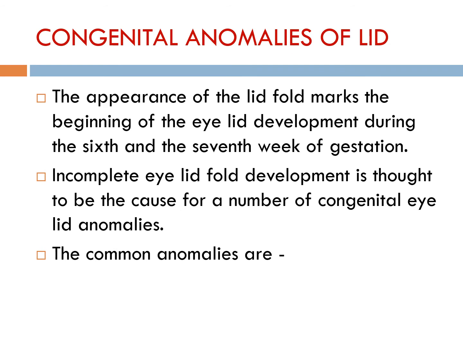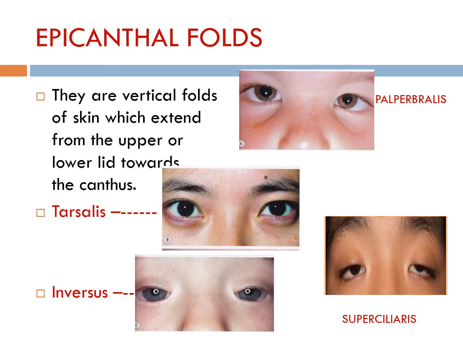Coming to congenital abnormalities of the lid, the appearance of the lid folds marks the beginning of eyelid development during the 6th and 7th week of gestation, and incomplete eyelid fold development is thought to be the cause for a number of congenital eyelid abnormalities. The common abnormalities are: first is epicanthal fold. They are vertical folds of skin which extend from the upper or lower lid towards the canthus.